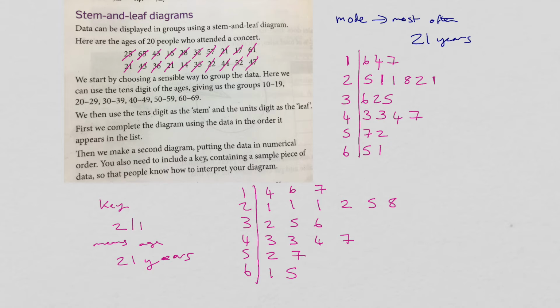Notice it's always the variable we're talking about. We're talking about people's ages. It has to be 21 years. It's not the fact that there are 3 of them. That's not the mode. The mode is that it's 21 years, right? So the mode is the one that occurs most often. It's 21 years. It's easy.